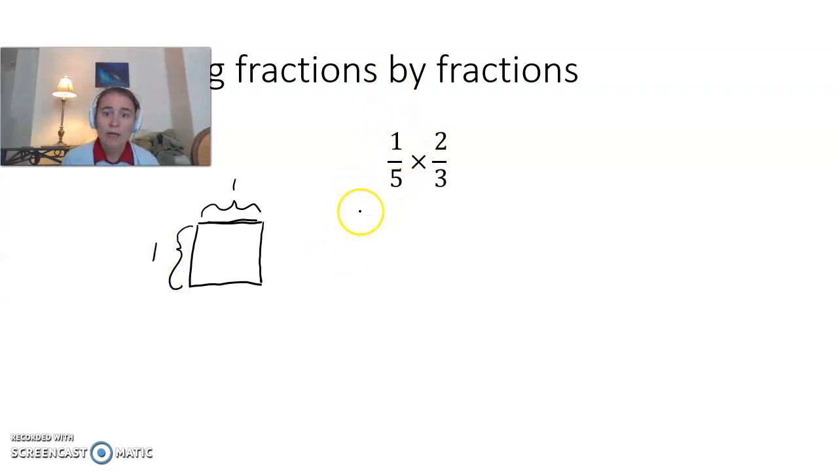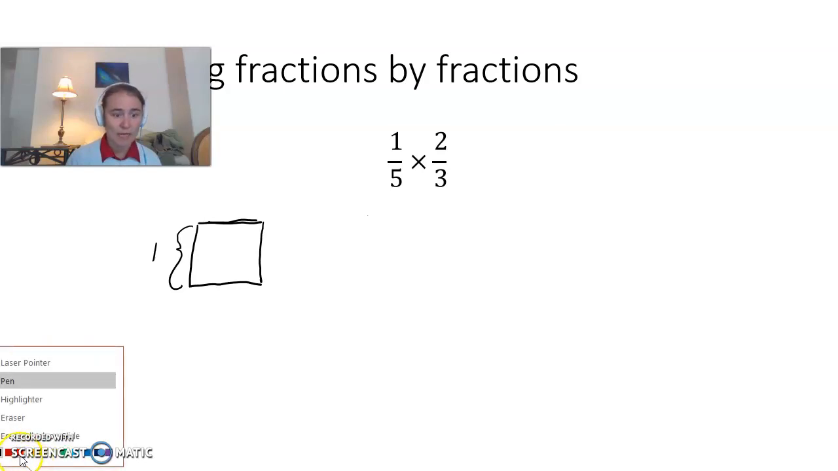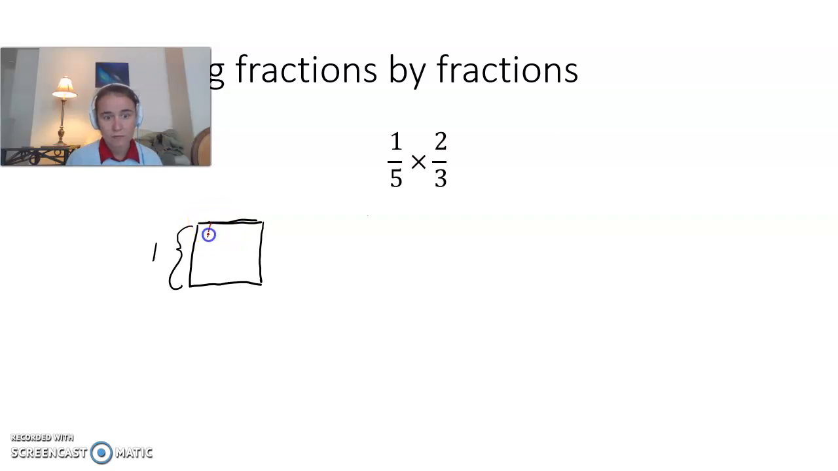First, I'm going to ask, how can I represent 1/5 on this square? I want this side to represent 1/5. Do I need to add more squares? No. 1/5 is less than 1, so I'm okay with the square I have. To represent 1/5, I'm going to cut this side into fifths. 1, 2, 3, 4, 5. There are my fifths. Next, I'm going to shade in 1 of my fifths.